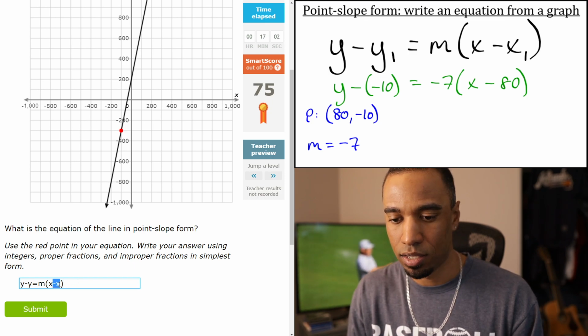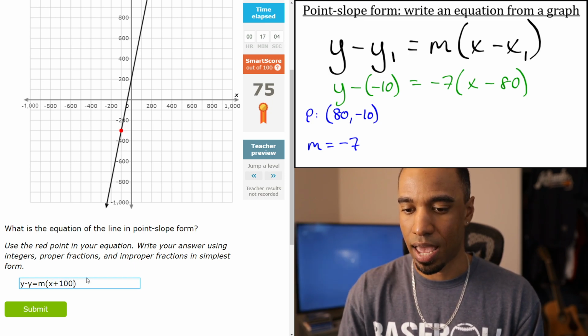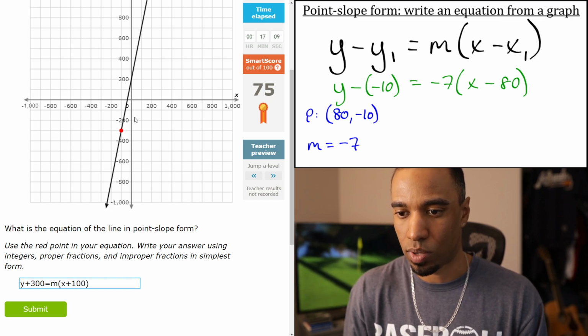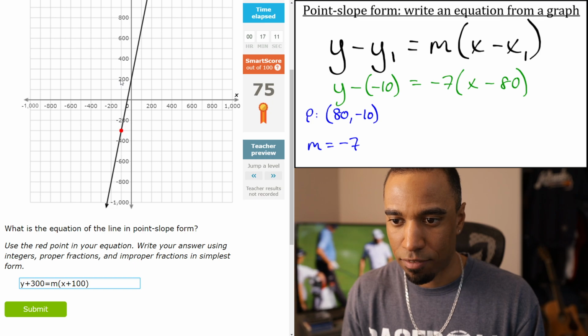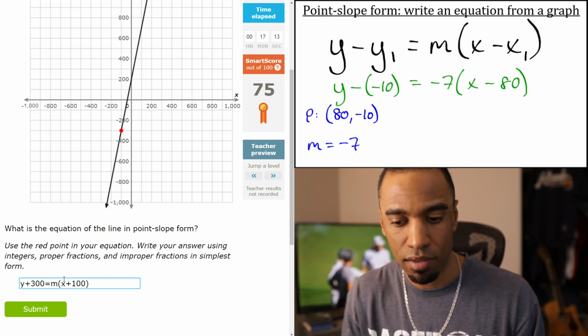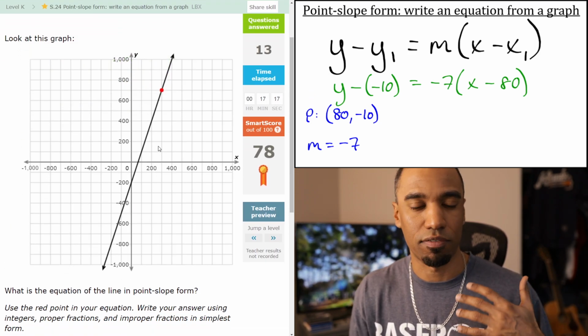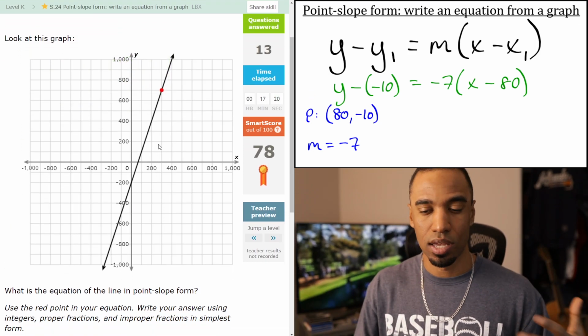So I will be adding plus 100 on x, because of minus 100, plus 300 on y, because of the minus 300. And I'm going to rise, it looks like 500 and run 100, or rise 5, run 1. So my slope is 5. And at this point, if you do feel really good about this stuff, obviously, you can move on down to the next set of questions.